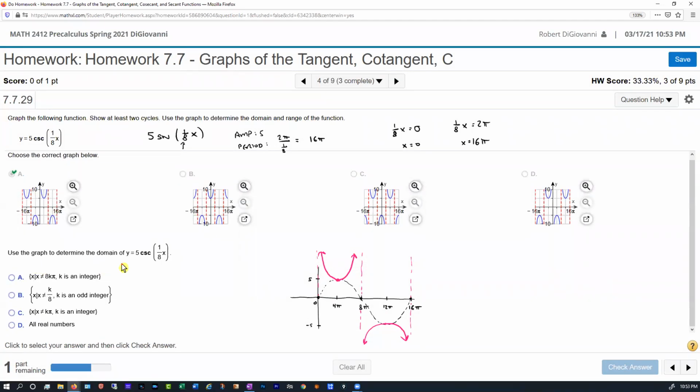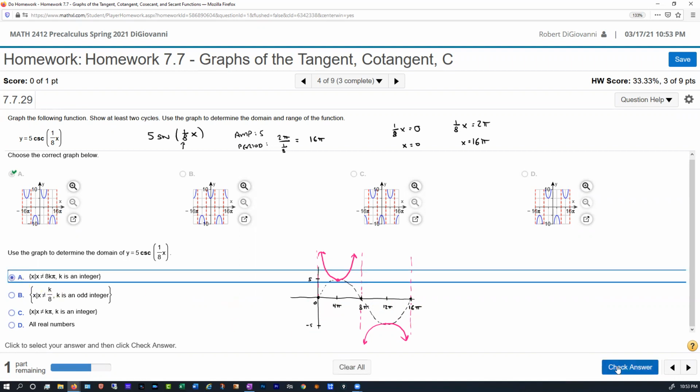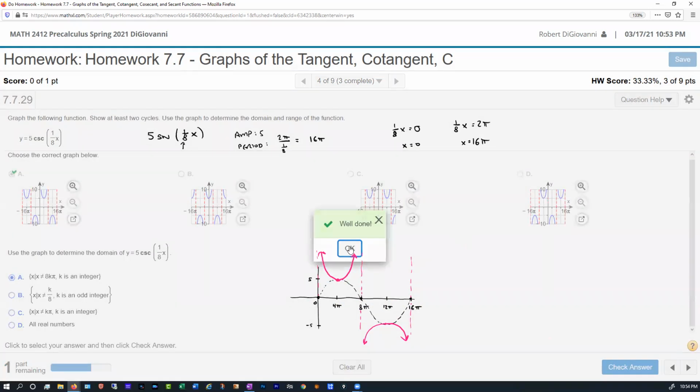All right, now what is the domain? Well, anywhere where we have a vertical asymptote, which is at 0, 8 pi, 16 pi. So these are all multiples of 8 pi. That would be here. Everything except multiples of 8 pi.